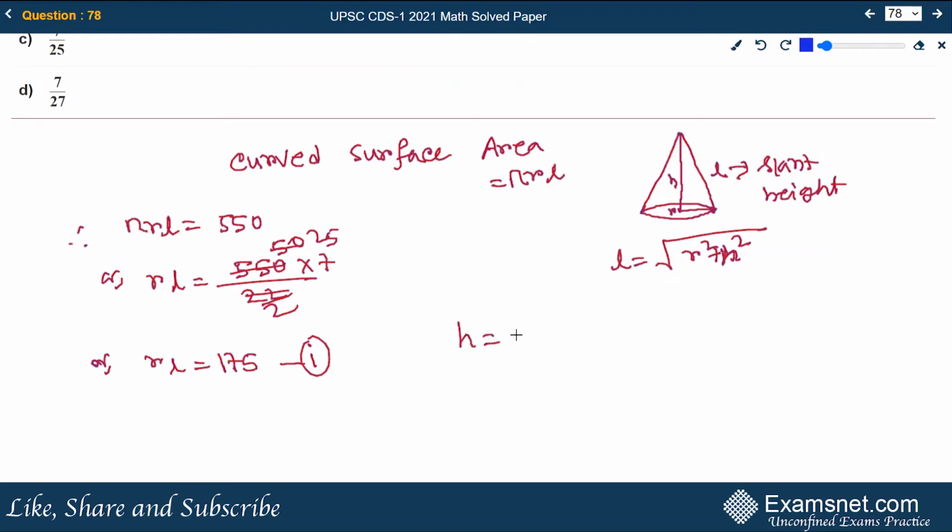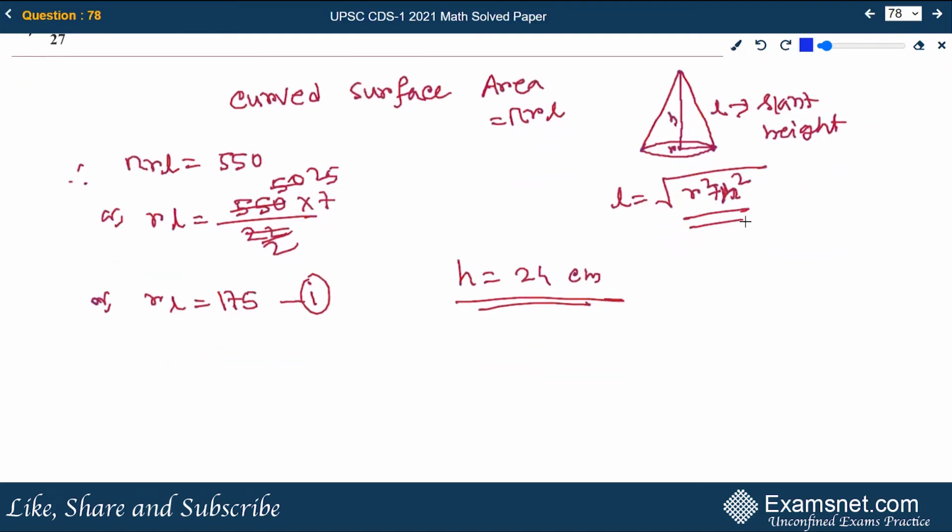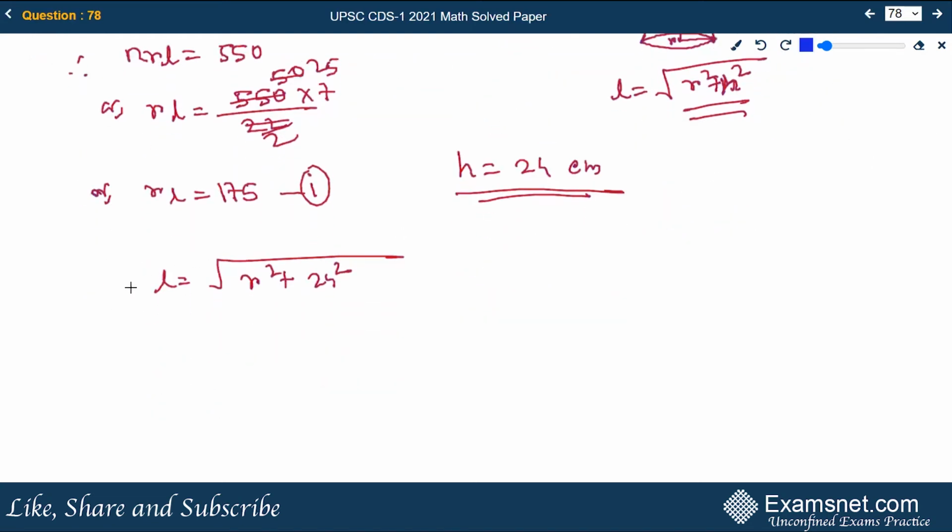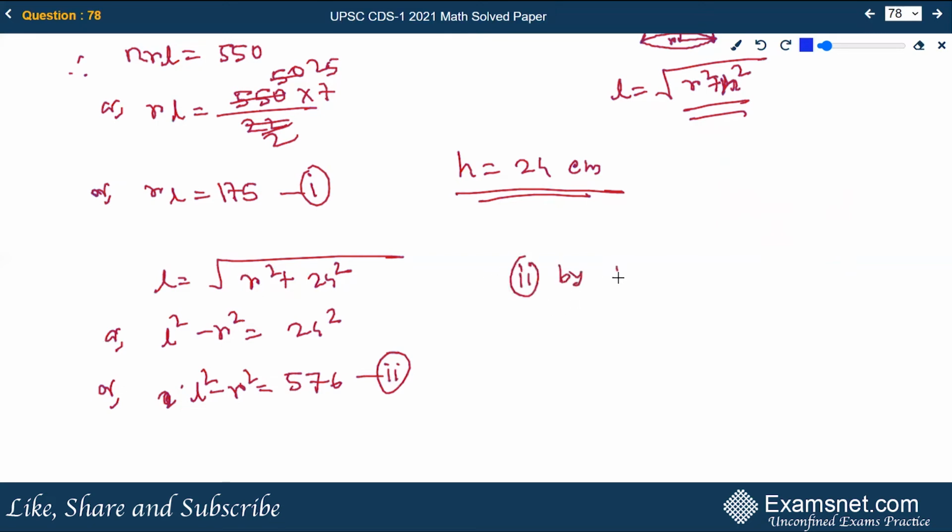Also it's given that the height is 24 centimeter. So from this formula, I can write L equals root of r square plus 24 square. Further, I can find L square minus r square, that is 24 square, or L square minus r square is 576. Let's name it equation number 2. Now I can divide equation 2 by equation 1.